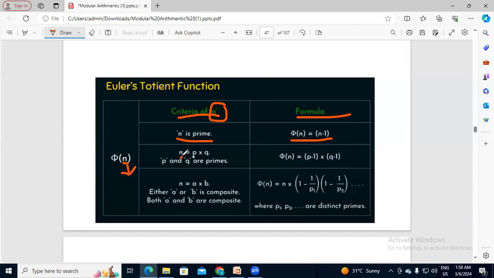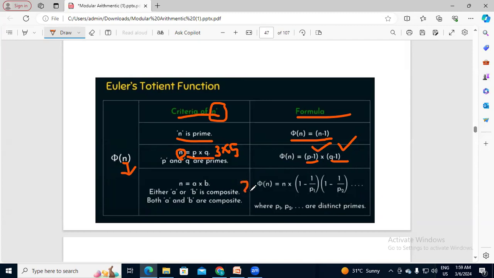And when n is a product of two prime numbers. Are you getting? 3 and 5 are prime numbers, right? If I do 3 into 5, 15, so n will be 15. So the condition is that n should be a product of two prime numbers. In that case, what formula can you apply? P minus 1 into Q minus 1, the product of P minus 1 and Q minus 1.